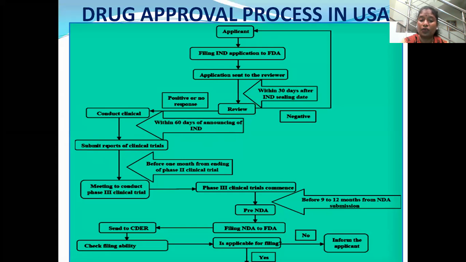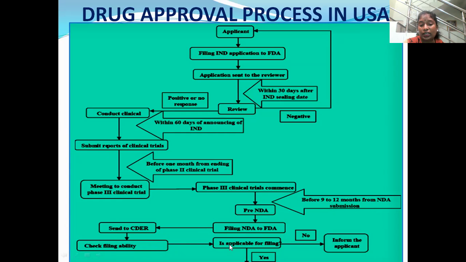So to get approval, these phase 3 clinical trials commence before 9 to 12 months of the NDA application. It means that when you are applying for the NDA application, before 9 months only you have to apply for this pre-NDA application. After filing this NDA to the FDA, they will send it to the CDER. CDER will check the filing ability.